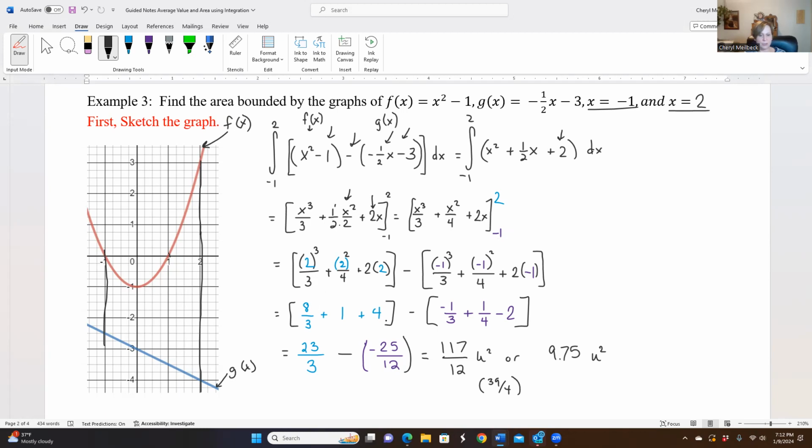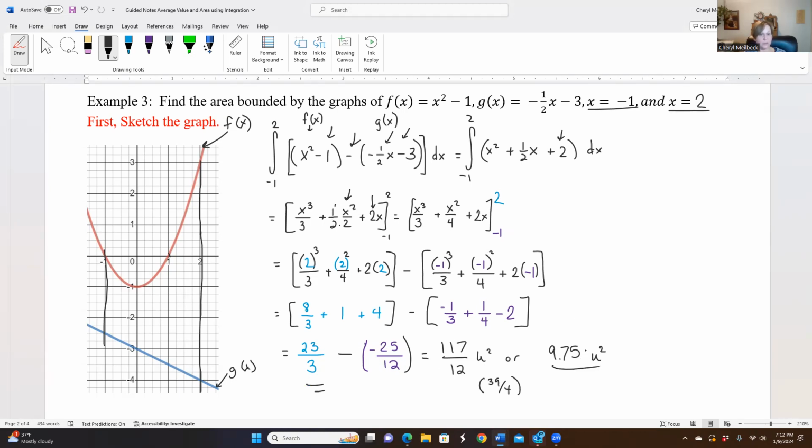Substituting in 2 here, we can simplify it and get 23 over 3. Substituting the negative 1 in, we simplify it and get a negative 25 over 12, but we are subtracting a negative value. So we wind up adding those two, and getting a common denominator will give us 117 over 12 units squared, or 9.75 units squared.